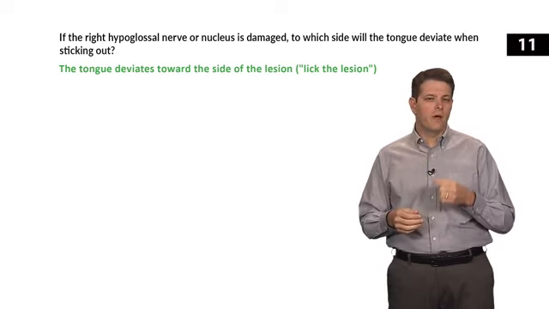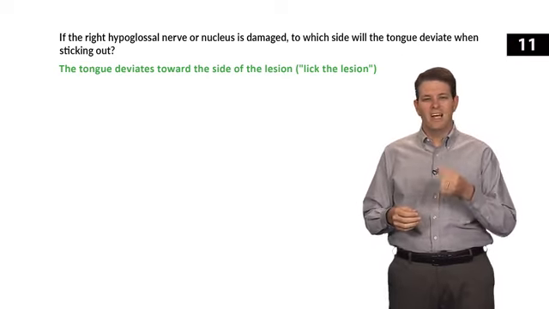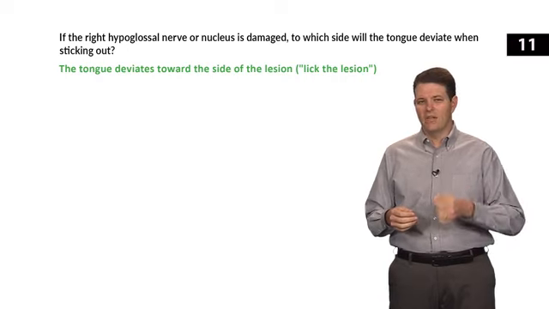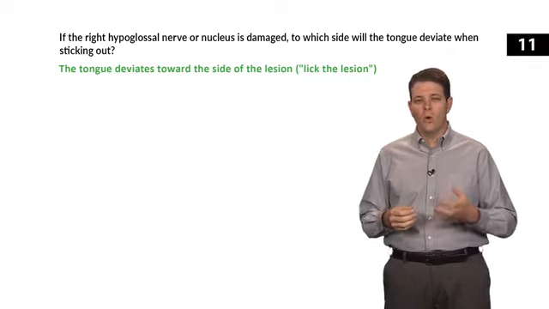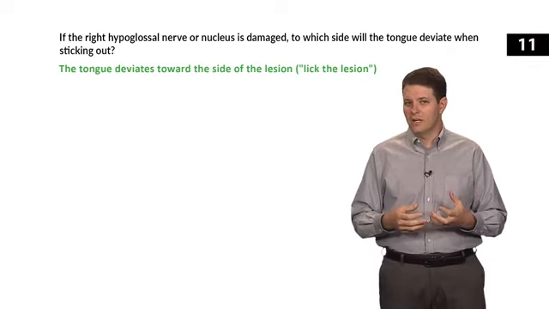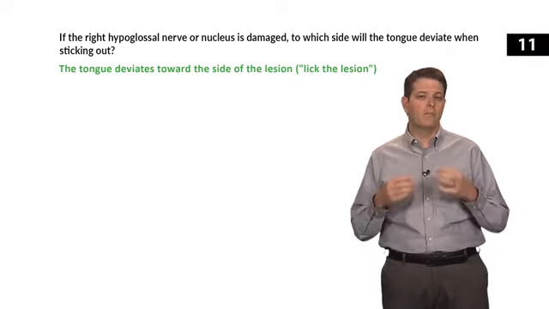So you can remember that for the hypoglossal nerve, the tongue licks the lesions. Remember those L's. Hypoglossal nerves lick the lesion. And again, with a cortical lesion, you usually won't see tongue deviation because the cortex projects to both hypoglossal nuclei. And now it's time for the end of session quiz. So pause the video and answer those questions, then restart the video and we'll go over the answers together.